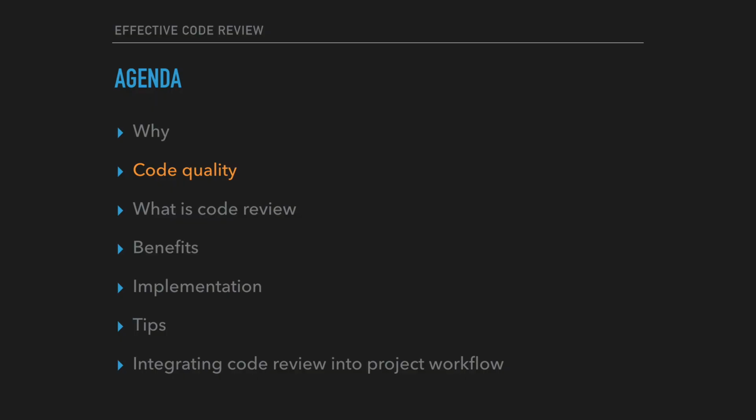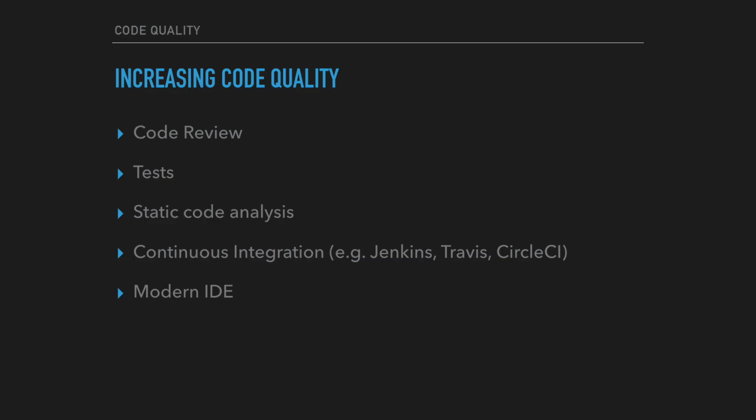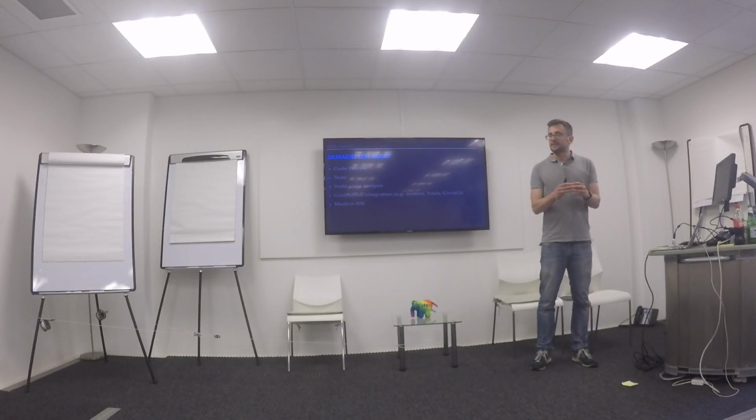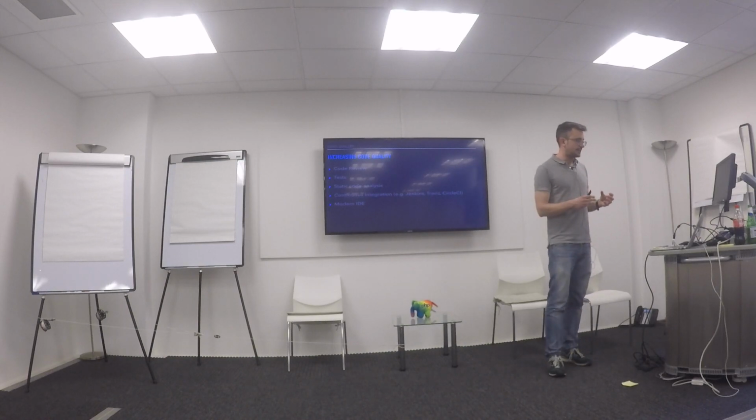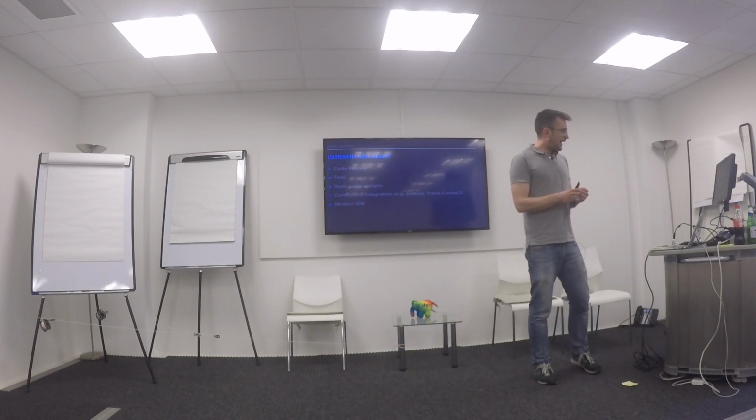So let's look at code quality. Code review on its own will help boost our code quality and therefore reduce the number of bugs we have in the system. But it's best done with other things. So really we get the most out of it if we also have tests, if we do some kind of analysis of the code, and if we have some kind of continuous integration.